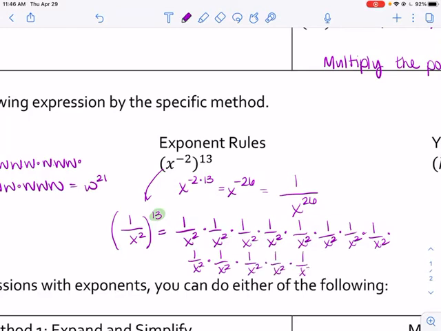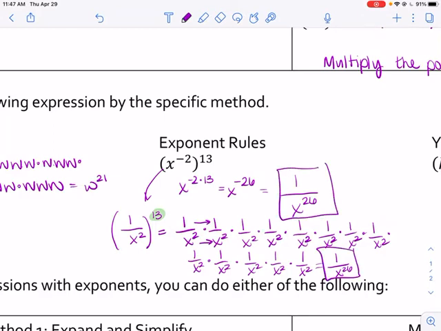13. Okay, when you multiply fractions, you're multiplying across the top and across the bottom. And when we multiply, so 13 ones times each other equals 1 times 1 times 1, that's just 1. And then on the bottom, I'm adding all those exponents, right? Because that's the product rule. So I'll have x to the 13 twos is 26. So I got the same answer.